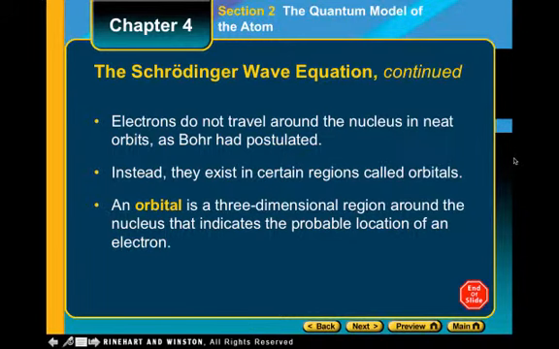So what these equations did is that they said that electrons don't travel around the nucleus in neat orbits as Bohr postulated. Bohr's model had them going in a certain specific path around the nucleus, but instead they exist in a certain region called orbitals. So an orbit is a two-dimensional path that the electrons have to stay on. An orbital is a three-dimensional region that indicates the probable location of an electron. Because you can't specifically find the position of an electron, it's all based on probabilities, where the highest probability of finding an electron would be.